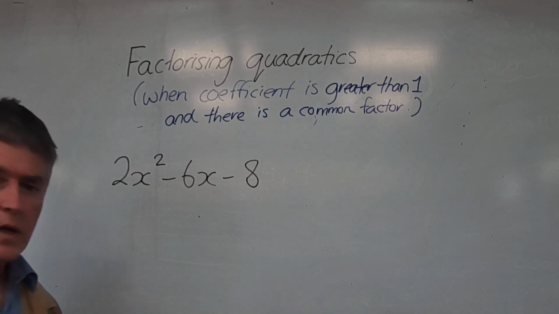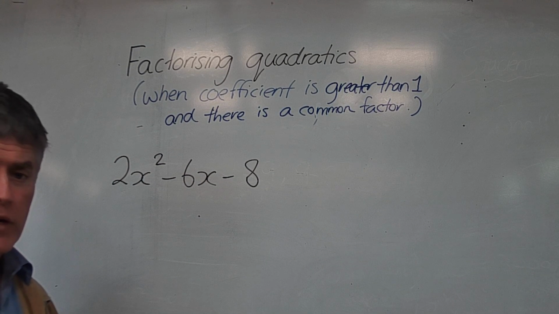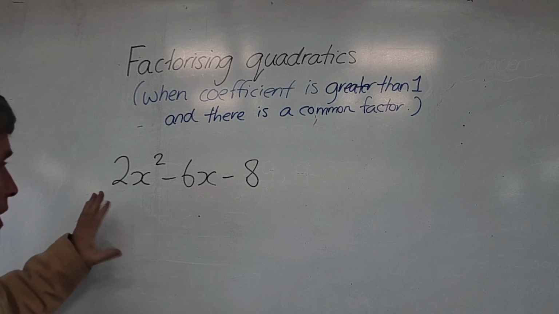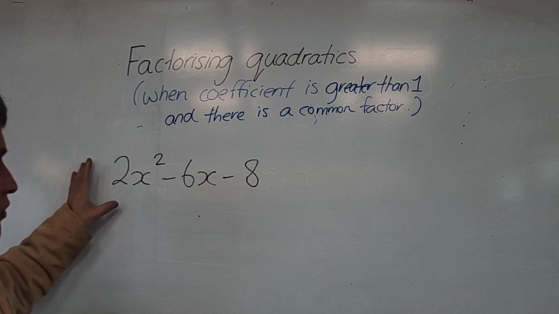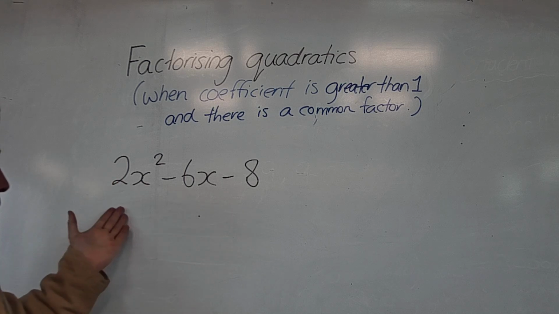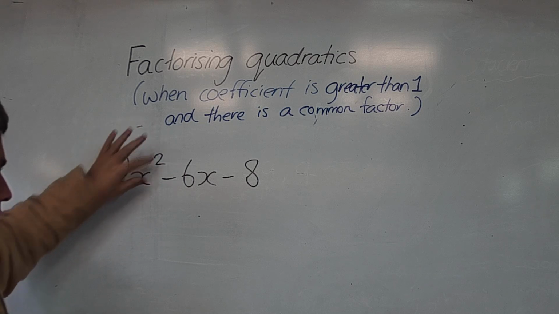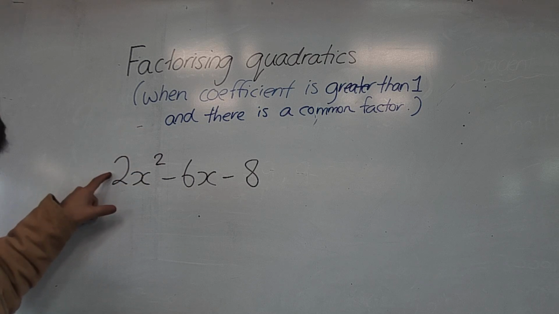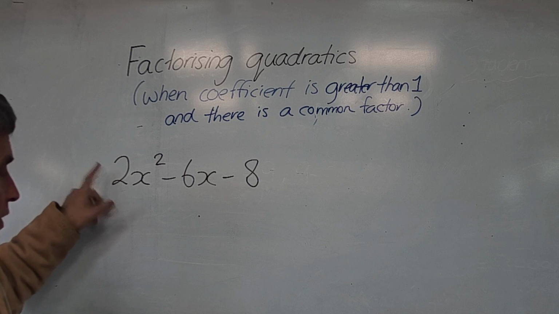Okay, so you might come across a quadratic when you need to factorize it for some reason. Maybe it's a fraction or something, and you need to factorize it before you can cancel. But anyway, you've got something like this, and you notice that the number in front of the x squared part is greater than 1. It's not 1 anymore.